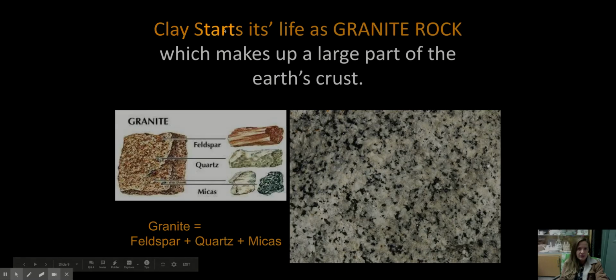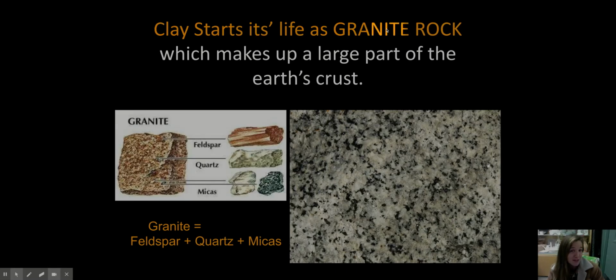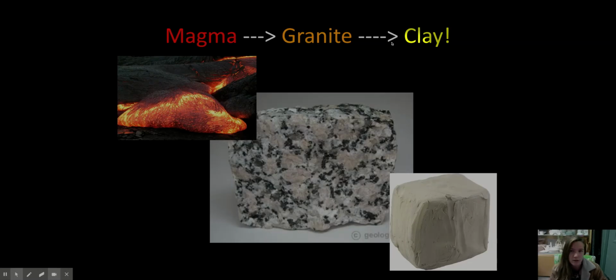And so like I said before, clay starts its life as magma and then turns into granite rock, and granite is one of the most common rocks you find on Earth. So going back to the beginning here, magma or lava, not this kind of lava, because this lava is on the surface, but there's no pictures of lava underground, so just use your imagination. Lava underground, magma, slowly cools and becomes granite.